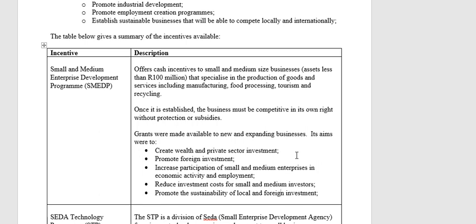And then lastly, it was to promote the sustainability of local and foreign investment. As I said, the business must be competitive in its own right. So once this incentive is paid, we are just ensuring, maybe helping a little bit, that small and medium businesses will be able to survive in the market with the help of this cash incentive.